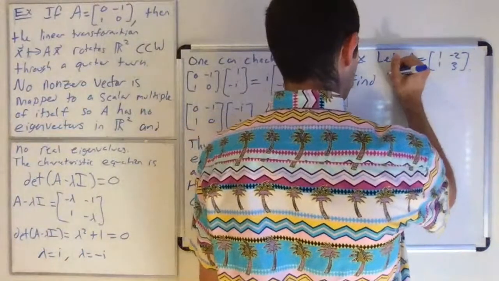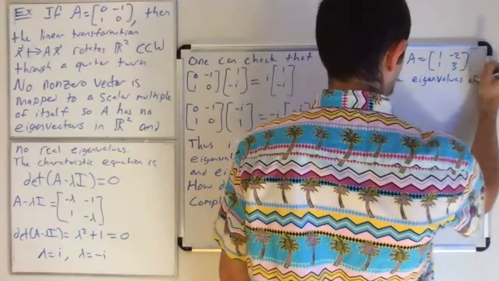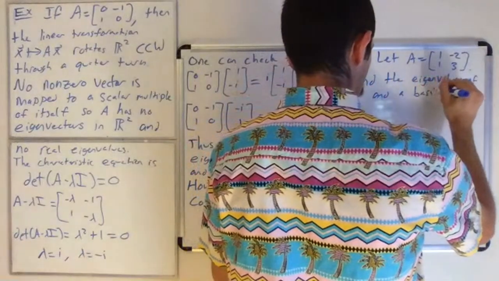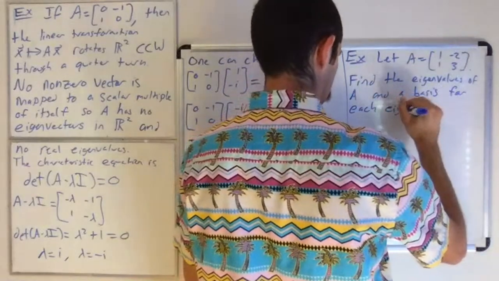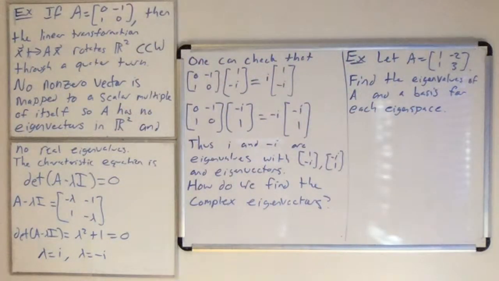Find the eigenvalues of A, and a basis for each eigenspace. Okay, so try to find the characteristic equation, and then if you get it, feel free to type it into the chat. You could use the letter X instead of lambda, unless for some strange reason you have the Greek letters on your keyboard, then use lambda, but X is fine.